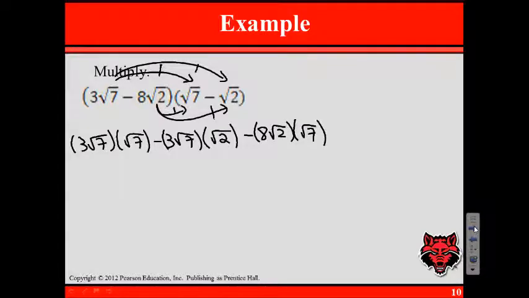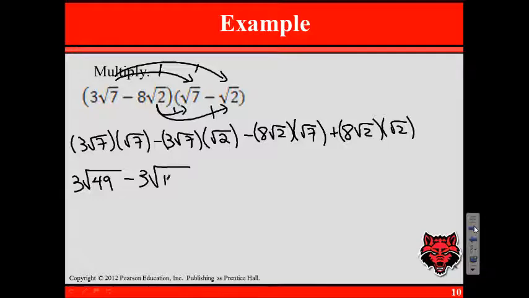And the last product, we have 2 negatives, which will make that become positive. So plus 8 square root of 2 times square root of 2. Let's multiply numbers on the outside of the square roots and numbers on the inside of the square roots. So here, in the first term, we have 3 square root of 7 times 7 is 49, minus the second term, we have 3 square root of 7 times 2 is 14. Third term, minus 8 square root of 14. And the last term, plus 8 square root of 2 times 2 is 4.